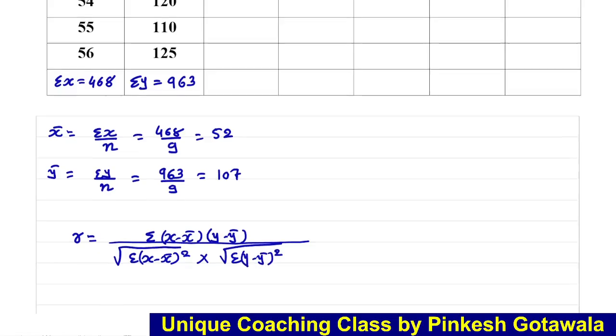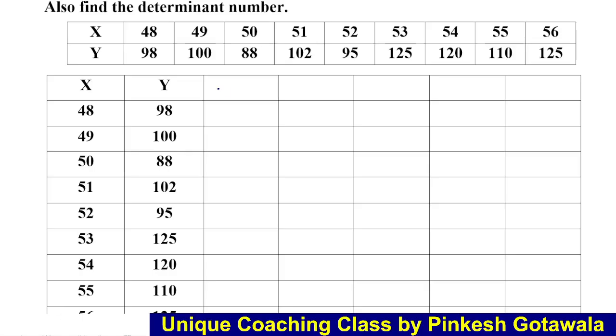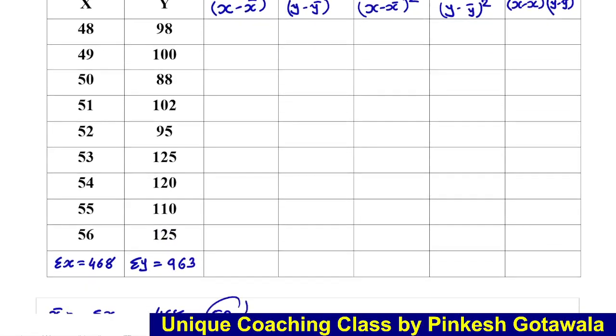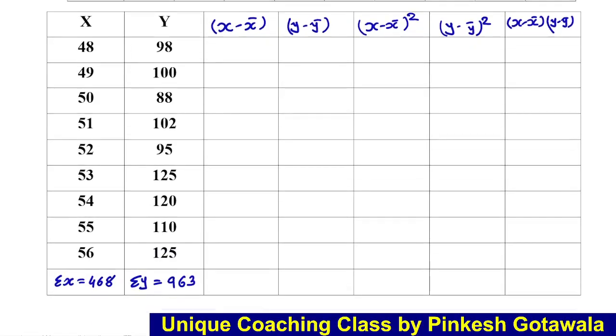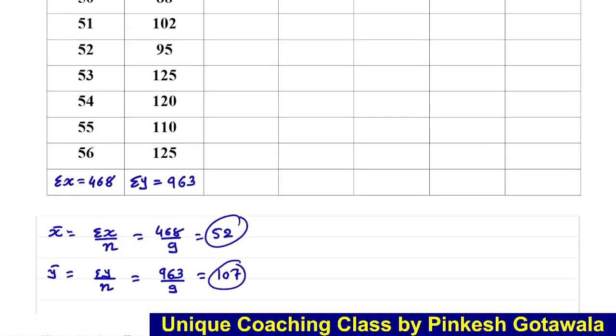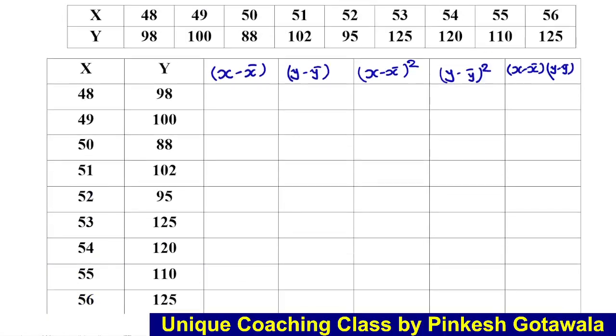To find this, we have to prepare 5 columns. We know very well: first x minus x bar, then y minus y bar, then square of x minus x bar, square of y minus y bar, and multiplication of both. So let's prepare the first column, x minus x bar. X bar value is 52 and the y bar value is 107. X bar 52, y bar 107.